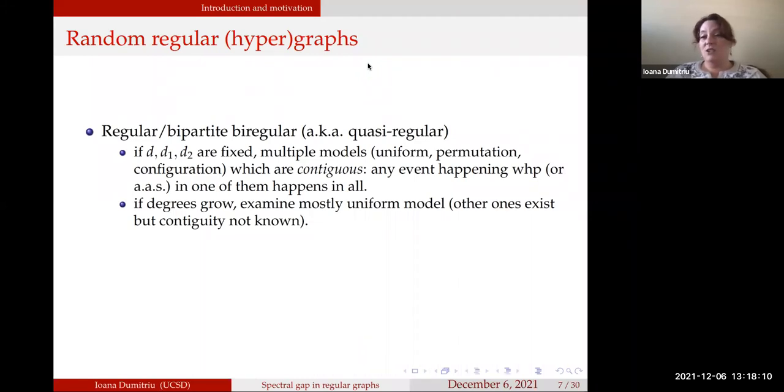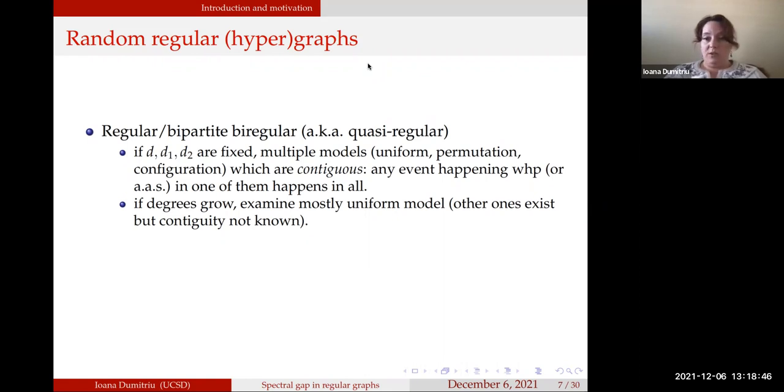And in fact, it's not clear. Some people believe that the contiguity can be shown differently than it has been done for the fixed models. And some of these models may still be contiguous even for the degrees growing, but nothing is known. So basically what we can do is just examine the uniform model, because the others will give rise to things like multiple edges and loops, and we don't really want to deal with those.